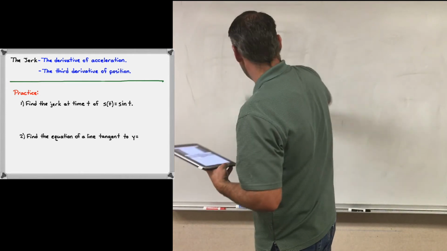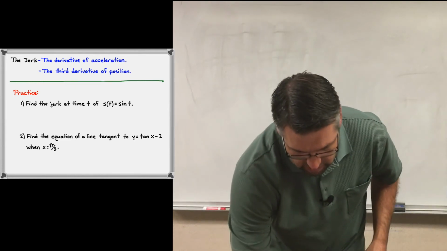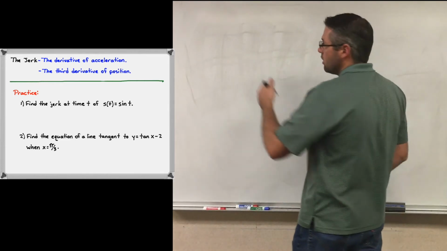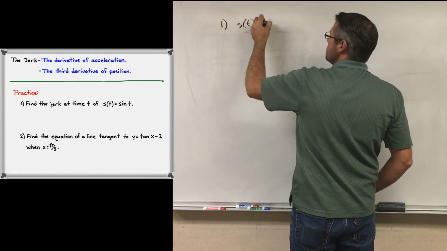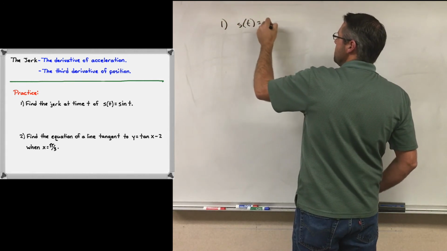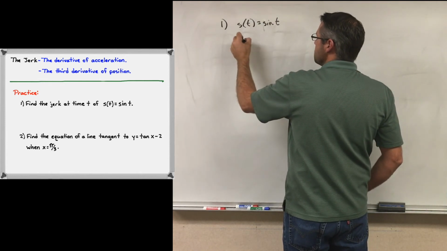And I might have mentioned the jerk in a previous lesson. I don't know exactly. But in number 1, it says find the jerk of s of t. So s of t is equal to sine of t. And we're looking for, so s is position, we're looking for the jerk. So the first thing is we've got to find the velocity.